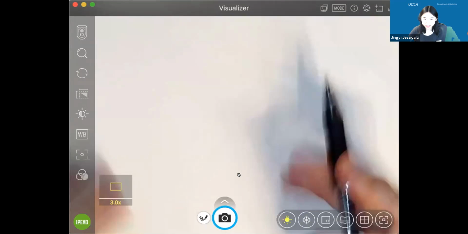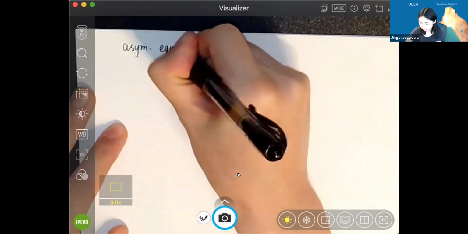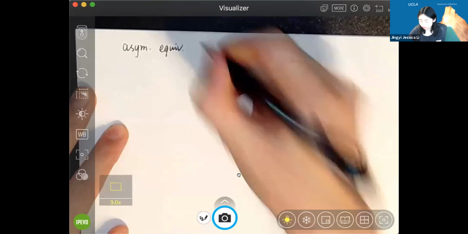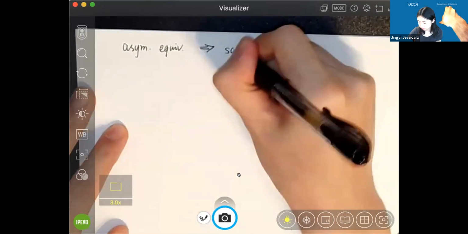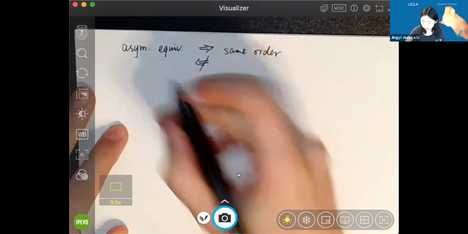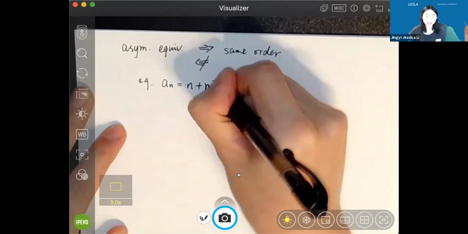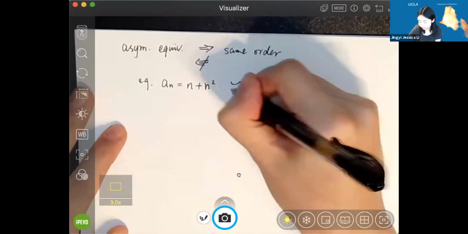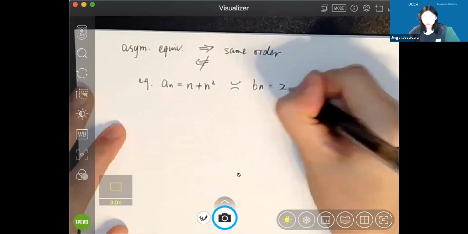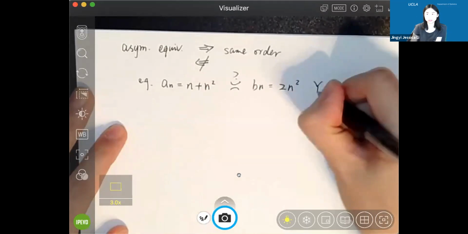So what I want to say is that if we have asymptotic equivalence, then for sure we have the same order, okay? But the other way around doesn't hold. Same order is more general. For example, in the example we previously worked through, AN is this, and BN is 2n squared, right? If we talk about asymptotic equivalence, they're not. But if we talk about same order, then yes.